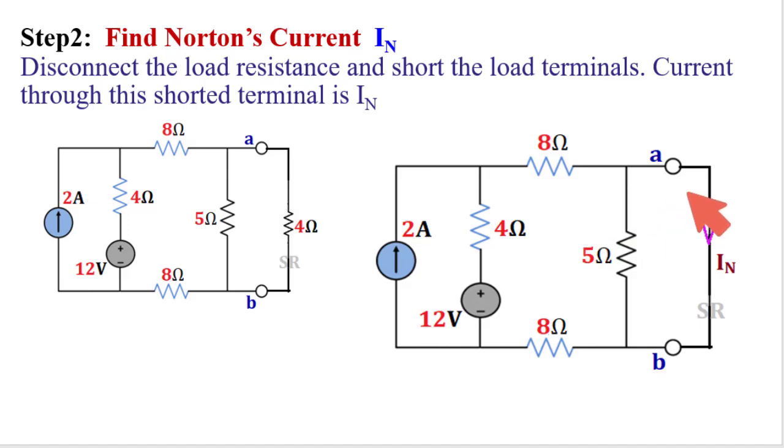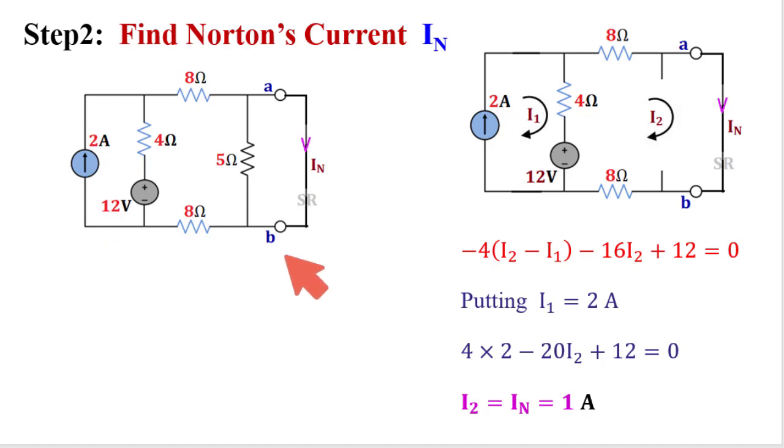To find the Norton current, first the load should be shorted. Whatever the current will flow through this shorted path, that is the Norton current. This is the circuit to find the Norton current. Here this 2 ampere current will flow through this path and a current will flow due to the 12 volts supply. Ultimately this 2 will flow through this path, and here the same current is flowing here.